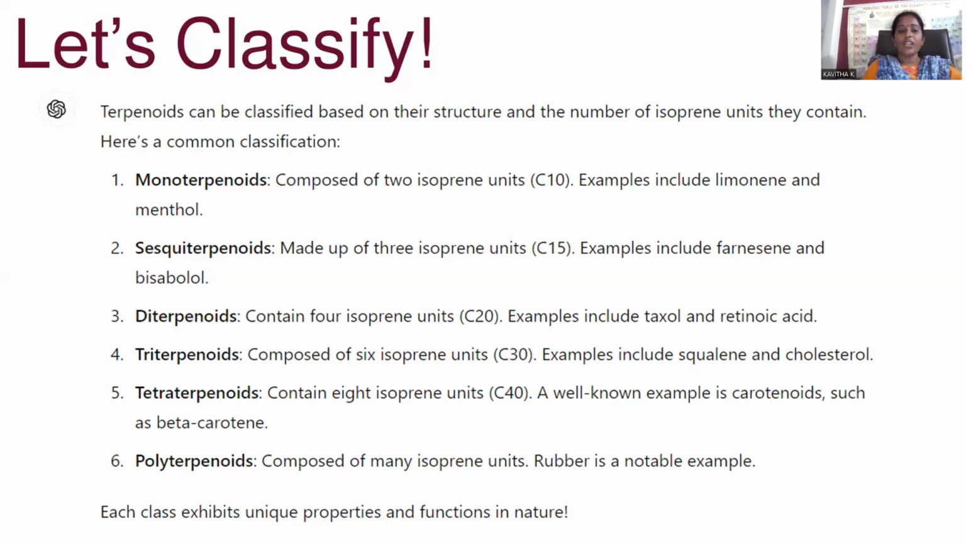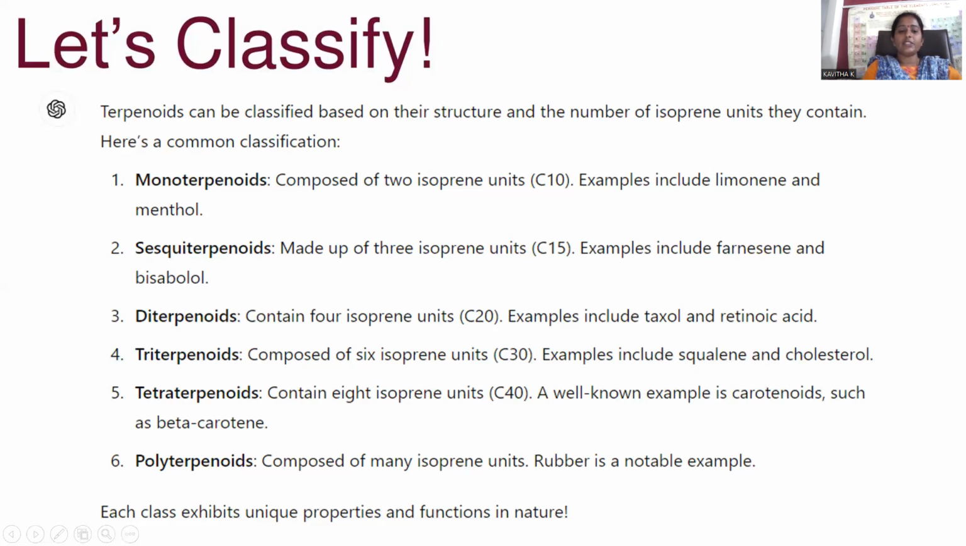Polyterpenoids are composed of many isoprene units. Rubber is a notable example. Isoprene is the main composition of this rubber, right? So rubber is a polyisoprene. So polyterpenoid, obviously it will be. Rubber is the notable example. This is the way classification is provided: mono, sesqui, di, tri, tetra, and polyterpenoid.